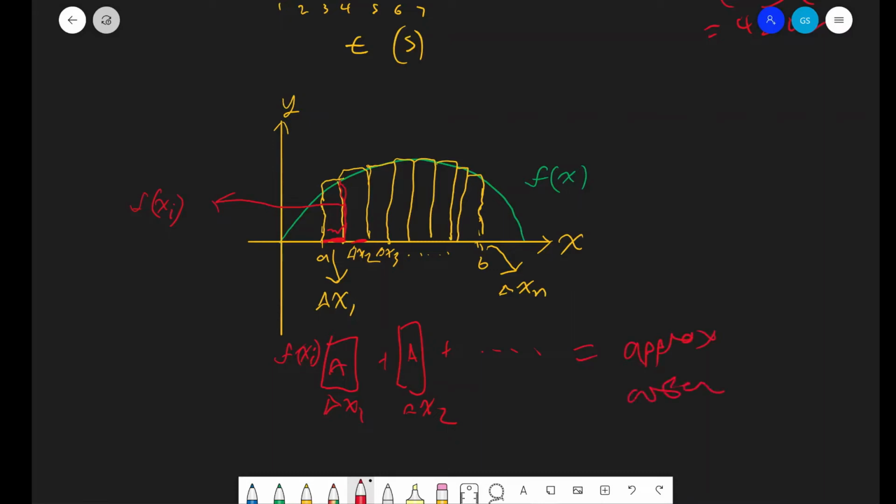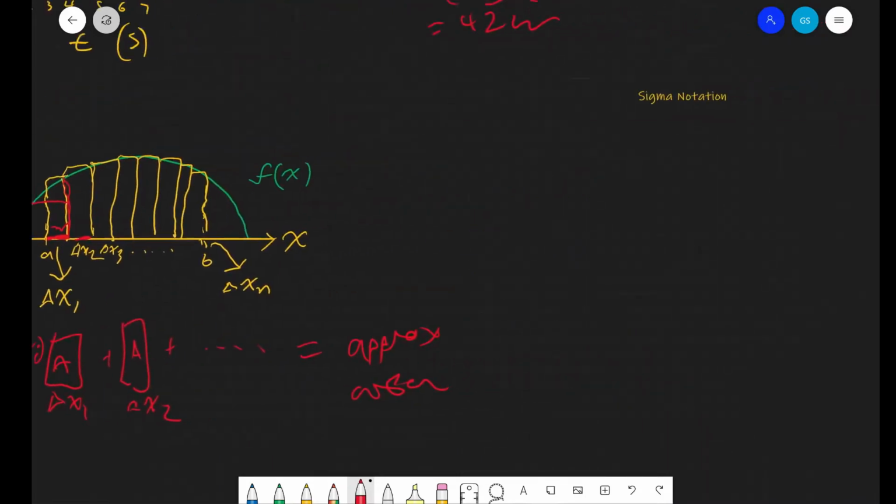And there's a way to express this, and the way to express this would be something called sigma notation, because what we're doing is we're summing up a bunch of numbers. We're getting numbers from the individual rectangles by multiplying the width and the length to get the area of every rectangle, and then we're adding all the areas up to get an approximate area. So we're going to take a brief transition here into something called sigma notation, so I can illustrate what I want to talk about.